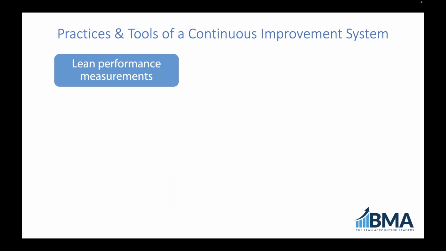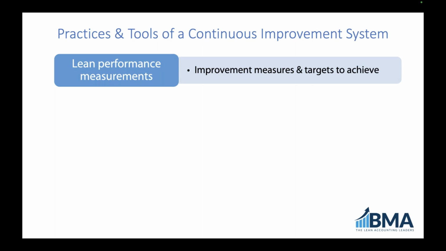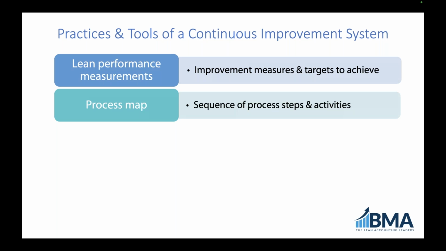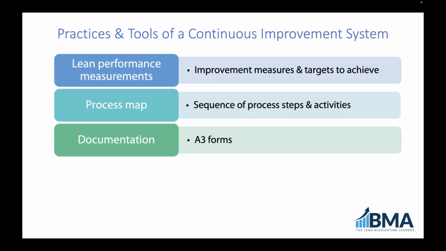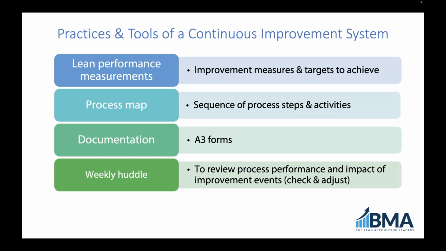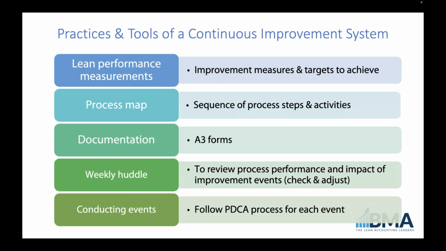So, the practices and tools of a continuous improvement system. Number 1 is lean performance measurements. We talked about improvement measures. I'll show you some in a second. Map the process, make the process visual. Document the process on A3 forms. Conduct a weekly huddle to understand the progress of improvements. And if you conduct an improvement event, follow the PDCA process. So let's look at these in detail.